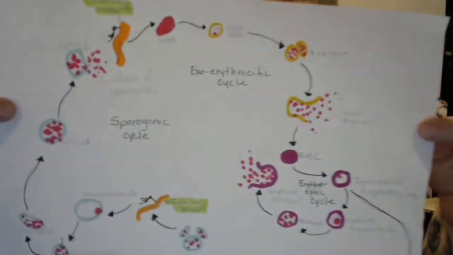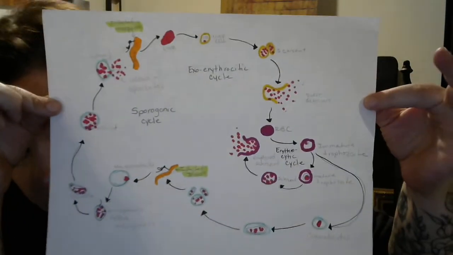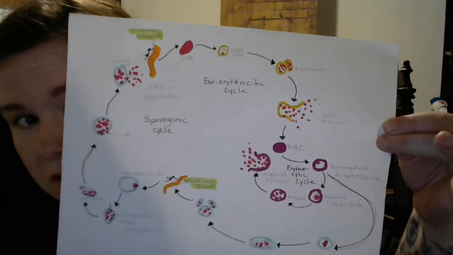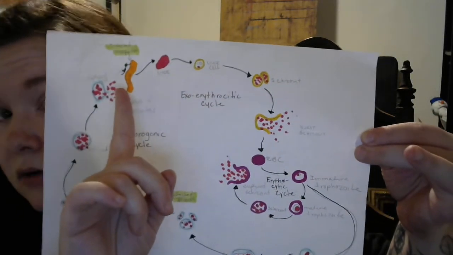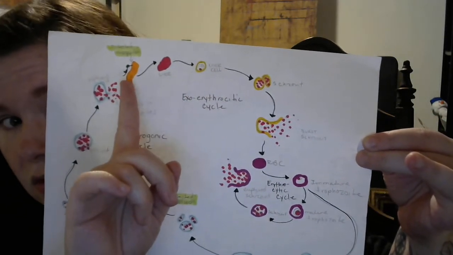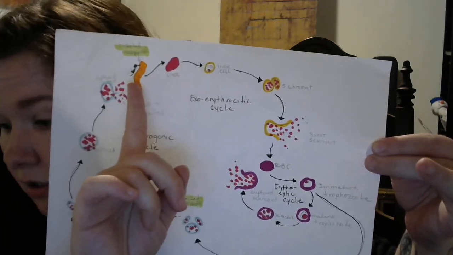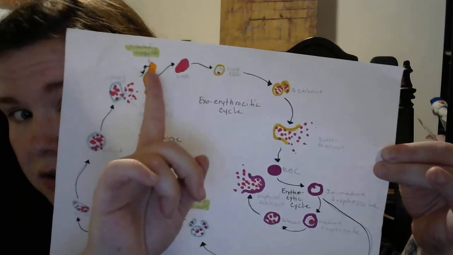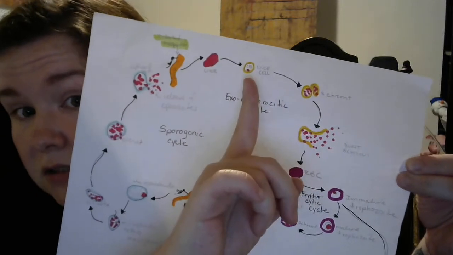So in this little diagram, hopefully you can see everything really well. It is very loosely based off of the diagram by the CDC. But it starts out with an infected mosquito. A specific mosquito, the Anopheles mosquito, will bite a human, and it will inject the sporozoites through its saliva into the host. Now, these sporozoites end up moving into the liver, where they will start infecting the liver cells.